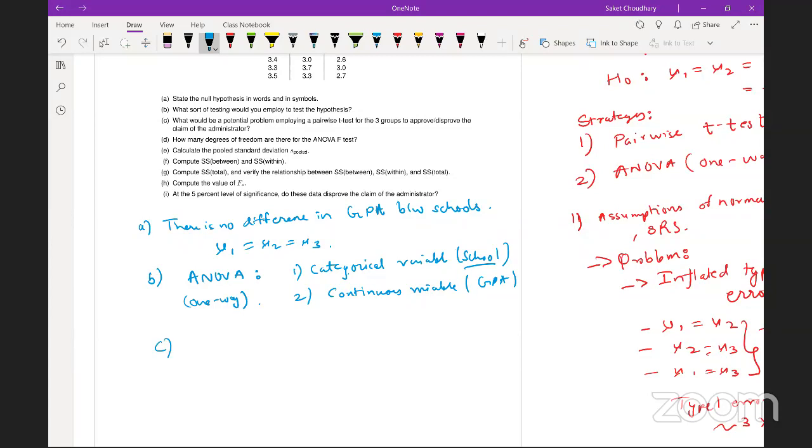What would be a potential problem employing a pairwise t-test for the three groups to prove or disprove the claim of the administrator? We have already seen this. First, you have an inflated, increased, or higher type 1 error. The second is, in some sense, more of an advantage of doing ANOVA, which I already briefly talked about: ANOVA will combine the variability information, and in some sense this leads to a higher precision.